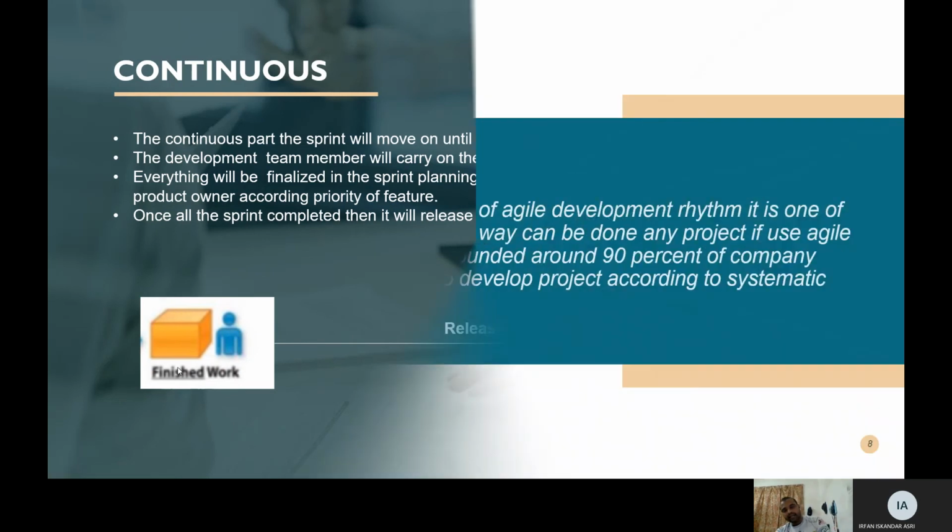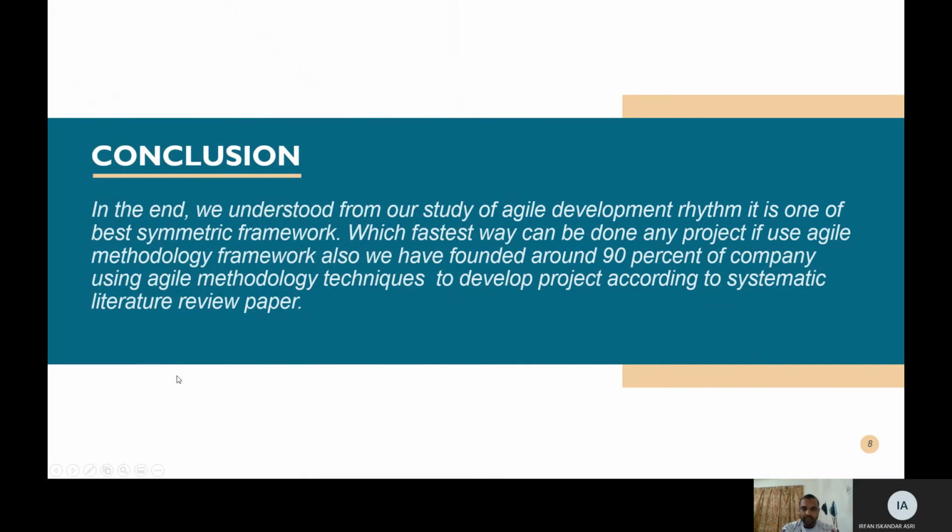In conclusion, based on our study, we found that the agile development process is a systematic framework, and most companies, around 90% of companies in the world, use the agile framework, because using it is the fastest way to produce the product and deliver it to the product owner.